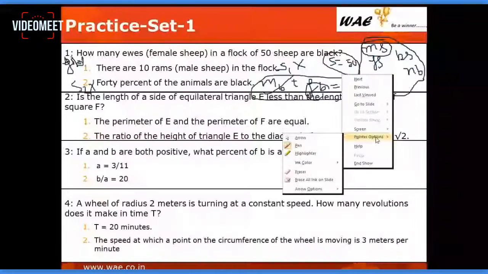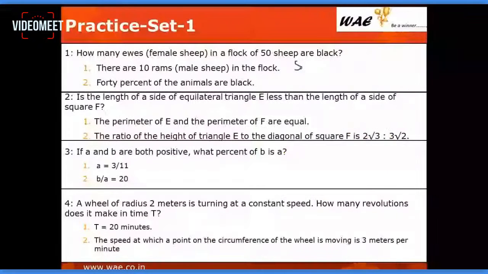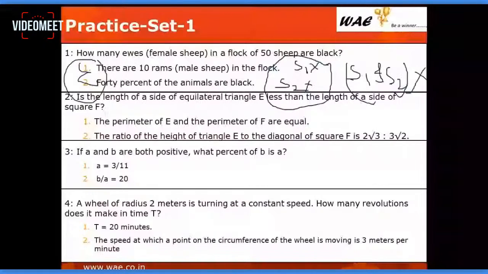So again, let me summarize. S1 was cross because it was only the second equation. We needed four equations. S2 was cross again. Alone it was giving only the second equation. S1 and S2 together were giving only one equation. One was already there. Only three equations, still one equation more was required. So we were not able to solve with S1 and S2 together either. When none of them could solve it, the option would be E. You only bring both of them together when you feel S1 is cross and S2 is cross.